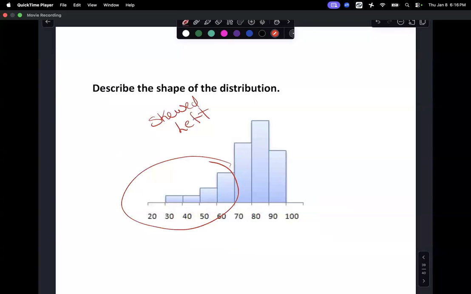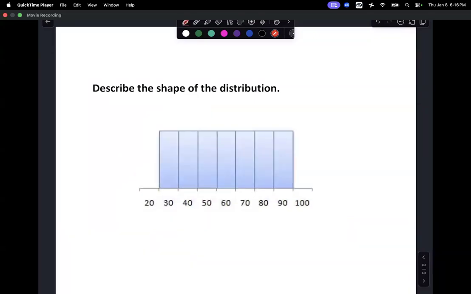I bet you can guess what the next one is without me even flipping to it. This one is uniform. It is a nice, pretty rectangle. It is uniform. I think that was my last slide. That was my last slide.